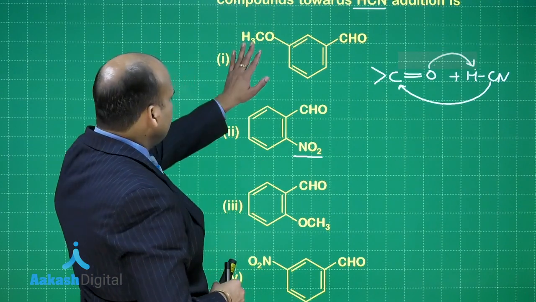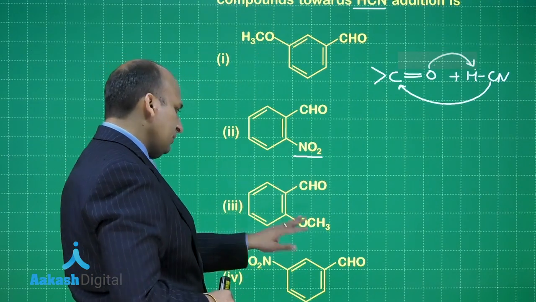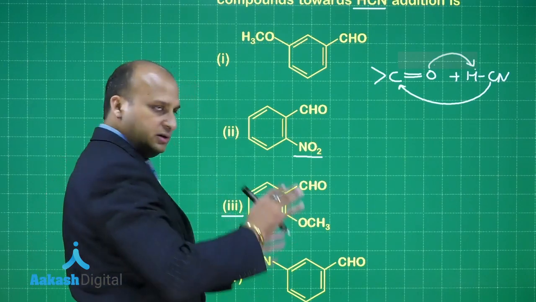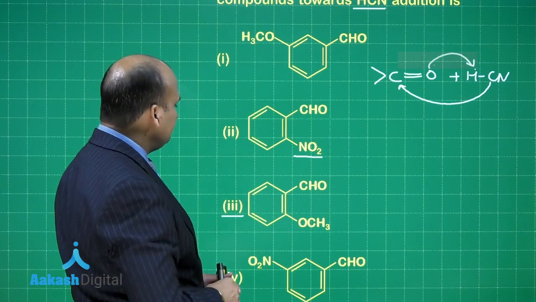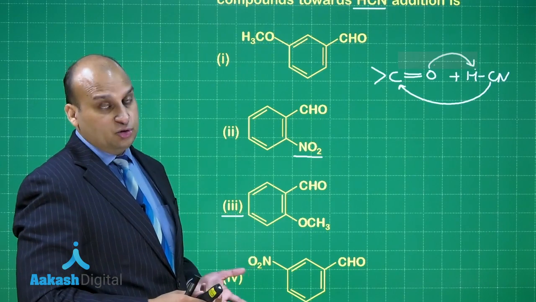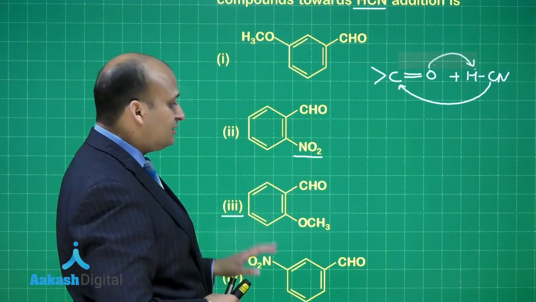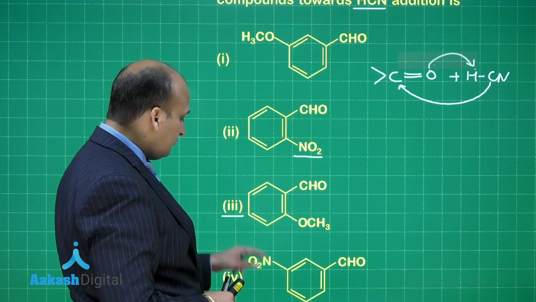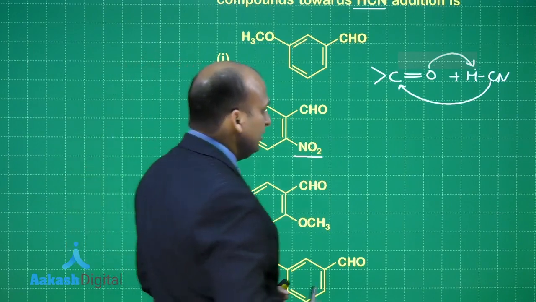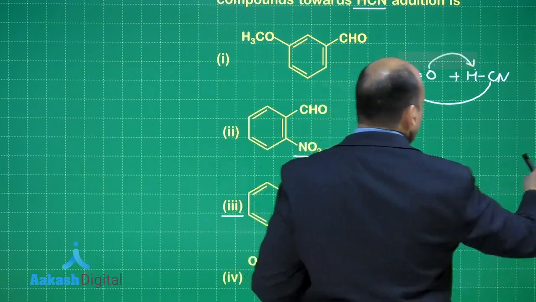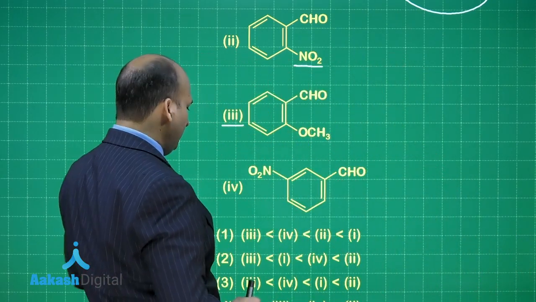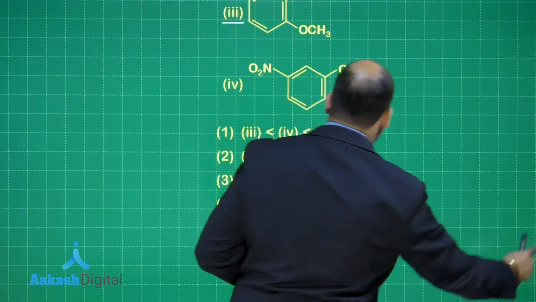Then OCH3 is providing the plus M effect. So, 3 should be at the least position because it is reducing the positive charge on the carbon. In the first case and in the fourth case, if you see, the groups are at the meta position. So, you cannot talk about the mesomeric effect, but when you talk about the inductive effect, in case 4 you are having NO2 present, which will help in the attack of the cyanide. And so, I should say first 2 should be reacting, followed by 4, then followed by 1 and then followed by 3. So, let us see the choices.